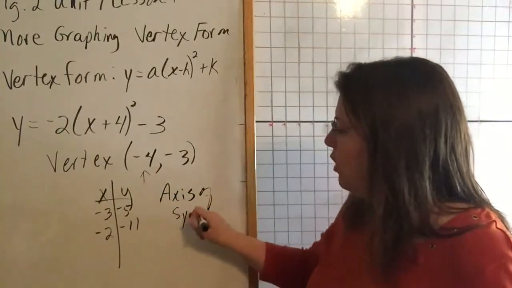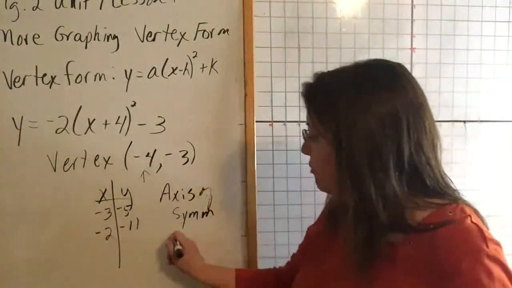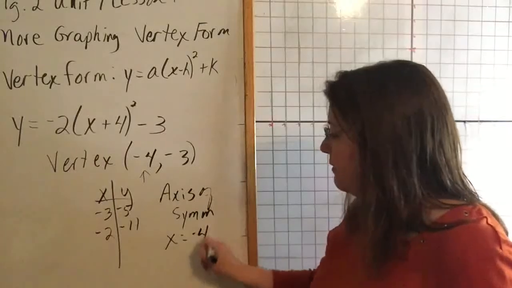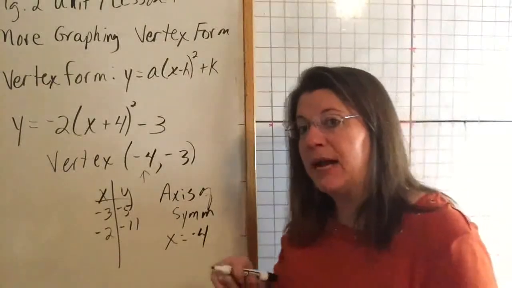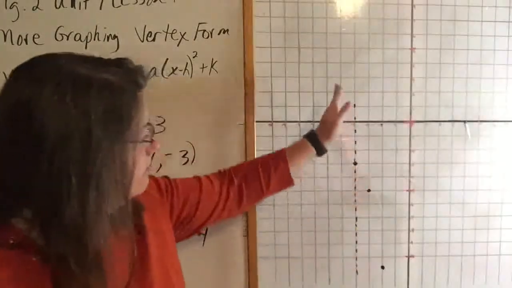I don't know if it's in your homework tonight or another night, but you will get there. The axis of symmetry here is x equals -4. So that's something that they might ask you to find eventually. So x equals -4 is my axis of symmetry.